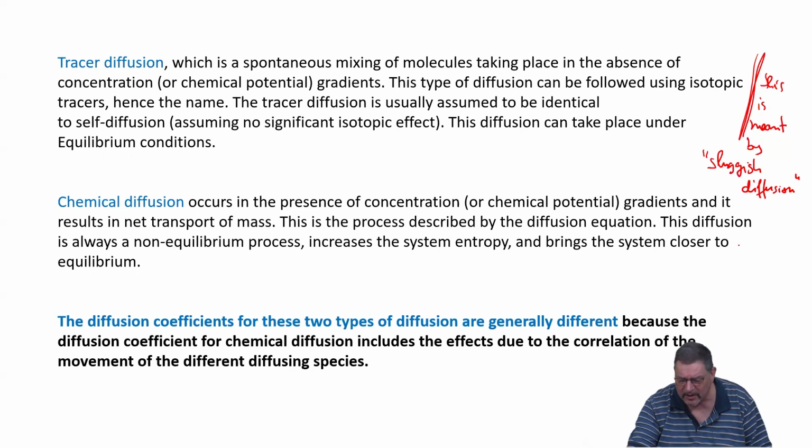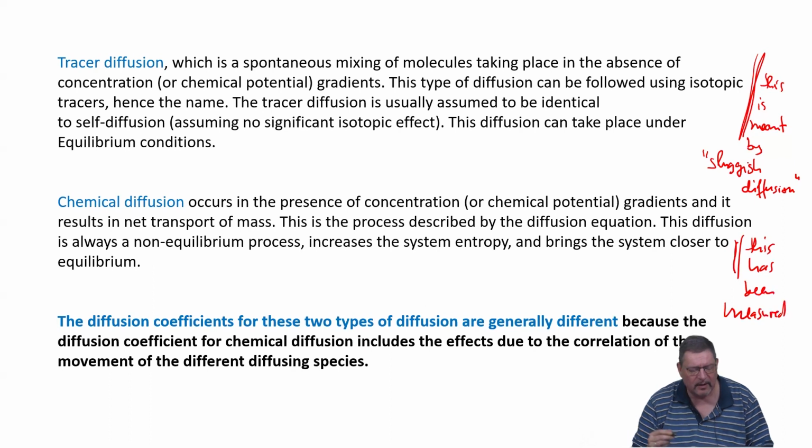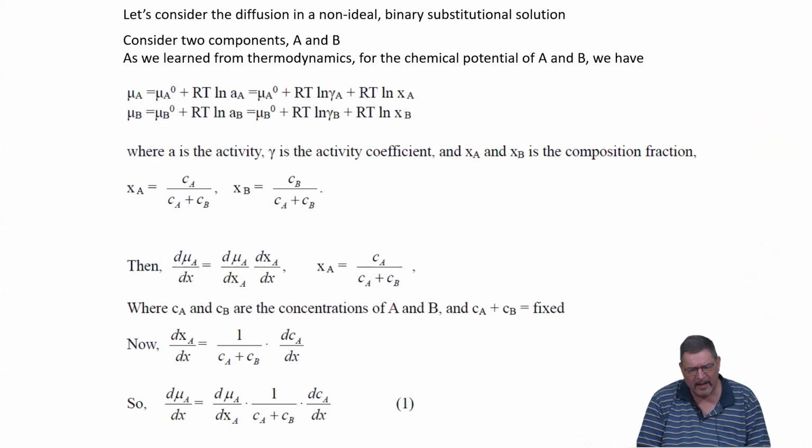What has been done is this. The chemical diffusion, because it was occurring in a gradient of concentration or chemical potential. There is a large difference between these two diffusion coefficients, and they are interrelated by what is called the thermodynamic factor. And we are going to talk about this now in a little bit detail.